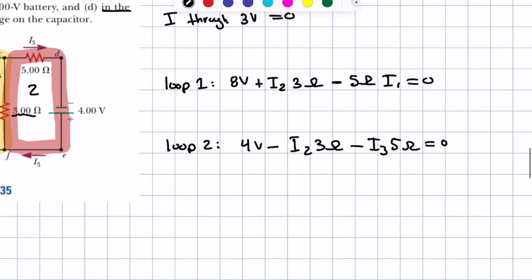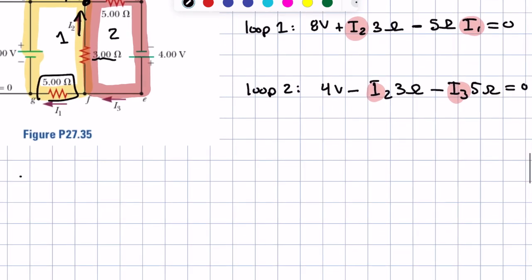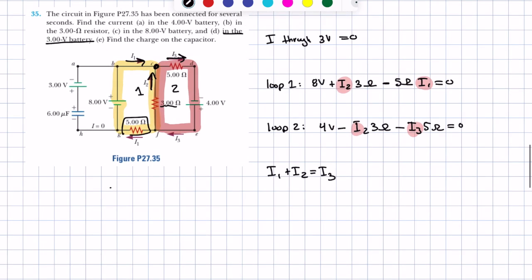Now we have 3 unknowns, right? We don't know this, or this. So we have 3 unknowns and we have 2 equations. That's going to be a bit of a problem until we use our junction rule right here. And we say that I1 plus I2 going in is equal to I3 going out. I1 plus I2 is equal to I3. So now we have 3 equations and we have 3 unknowns, so we can start solving for things.